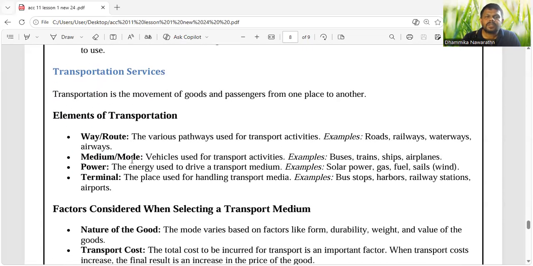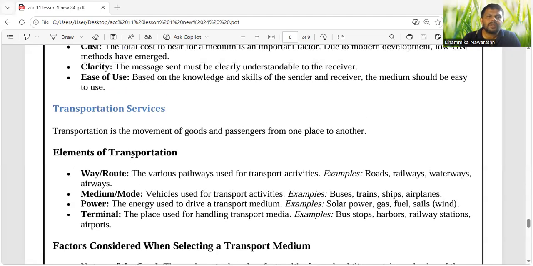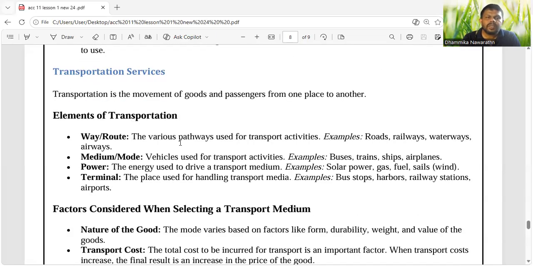Transportation services. What do you mean by the transportation service? Now we are coming to the next topic. Transportation service means moving people or goods from one place to another place. Then the elements of transportation: way, medium, power, terminal.